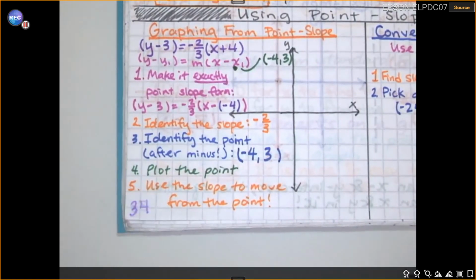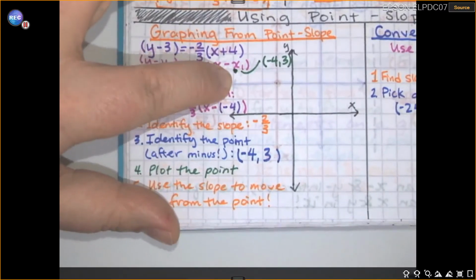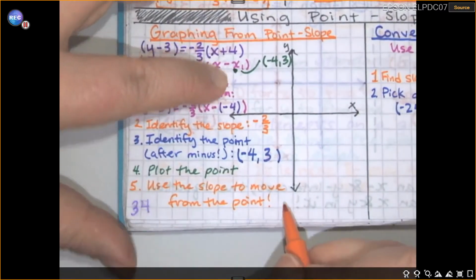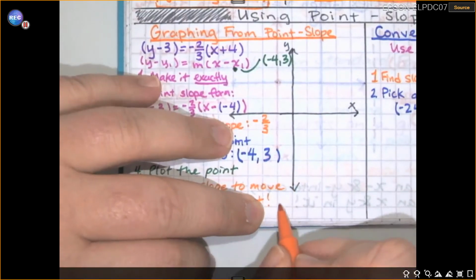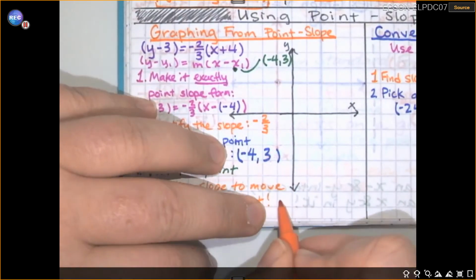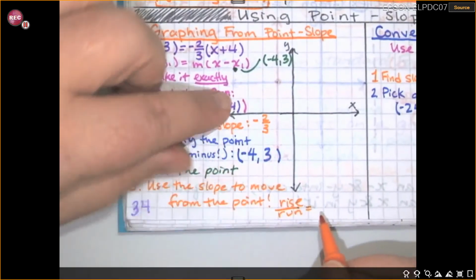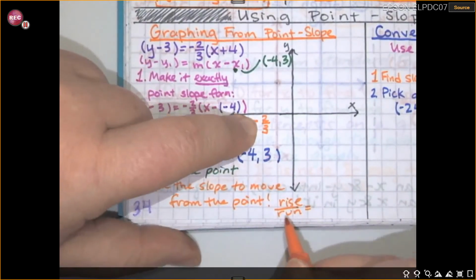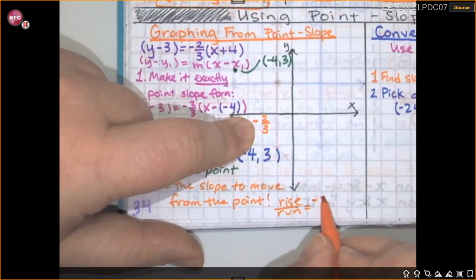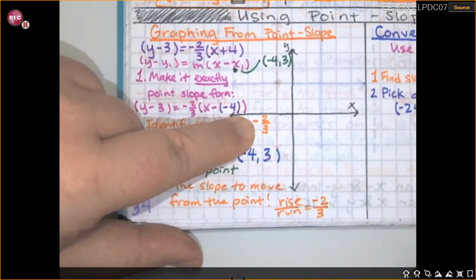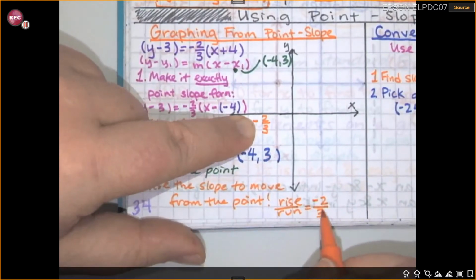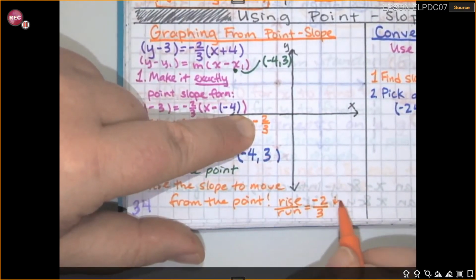Okay? And then the slope tells you how to move. So it's exactly the same as when you plot the y-intercept and use the slope, except your slope is going to start at this point here. So remember that slope for a graph is rise over run, and in this case there's a negative. Remember, you can put the negative anywhere you want. I like to move it to the numerator, so it's negative 2 over 3. Just don't double up on the negative. So that tells me to go down 2, right 3.